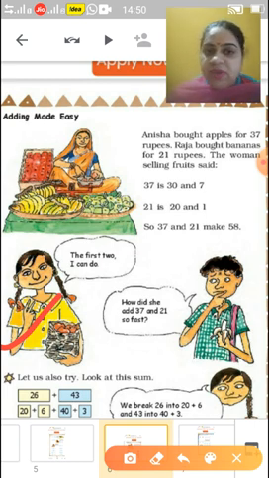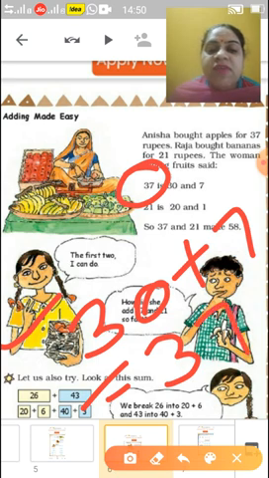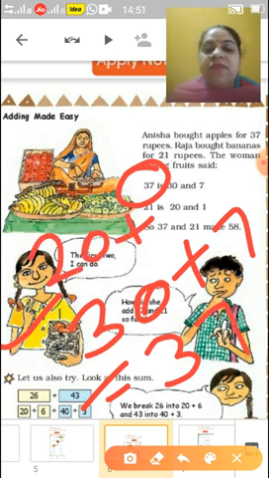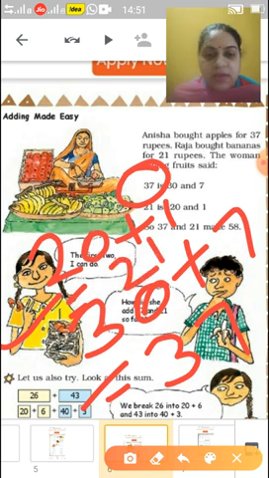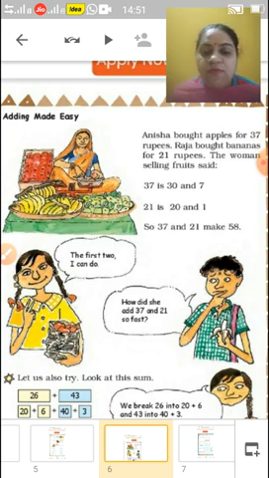So children, this we did previously also. That is your expanded form. So same they were doing a number into expanded form. Means if they add 30 plus 7, that will become 37. And if they add 20 plus 1, that will become 21. Okay children. So 37 plus 21 make 58. Okay. The first two I can do. How did she add 37 and 27 so fast?